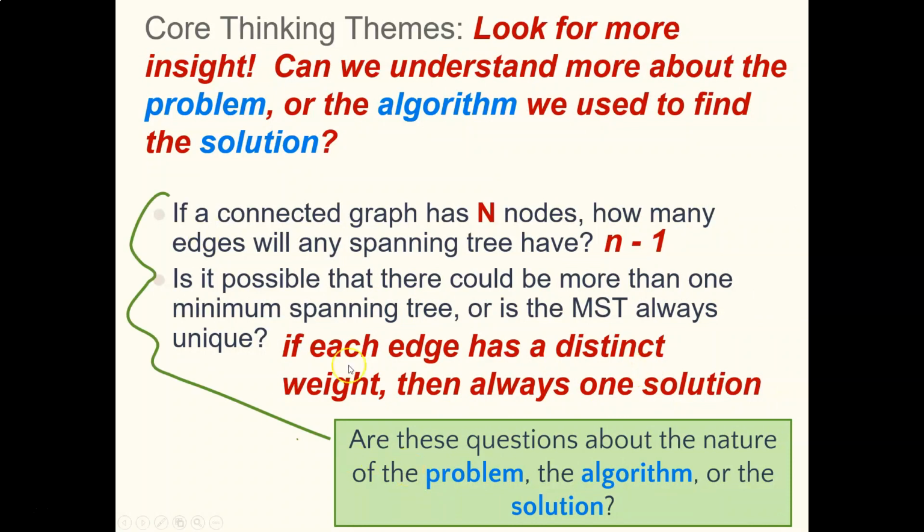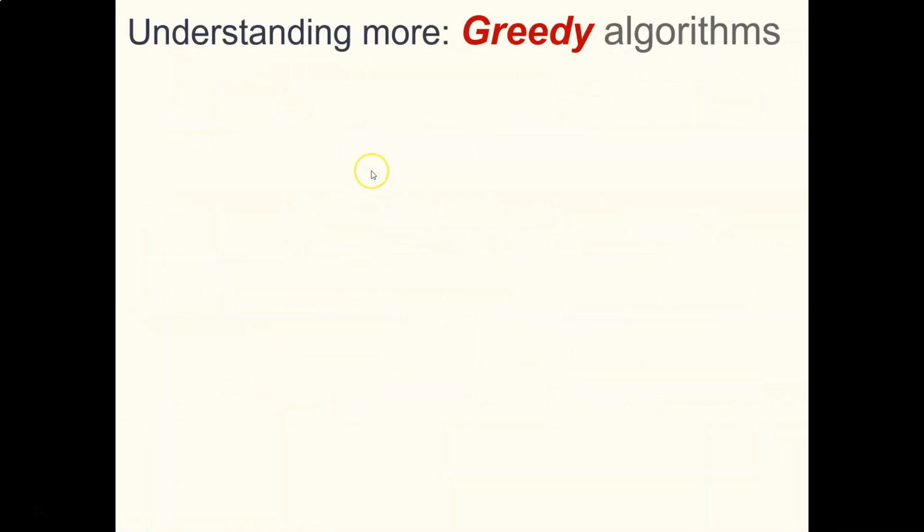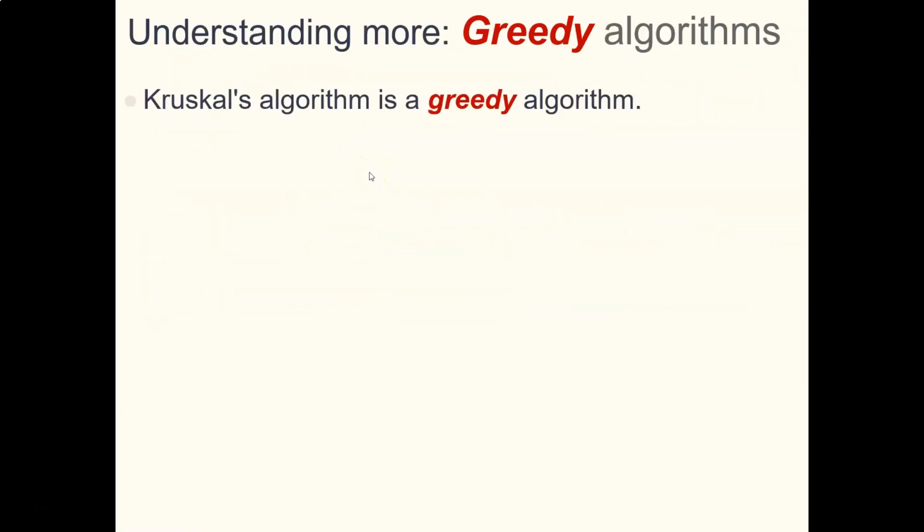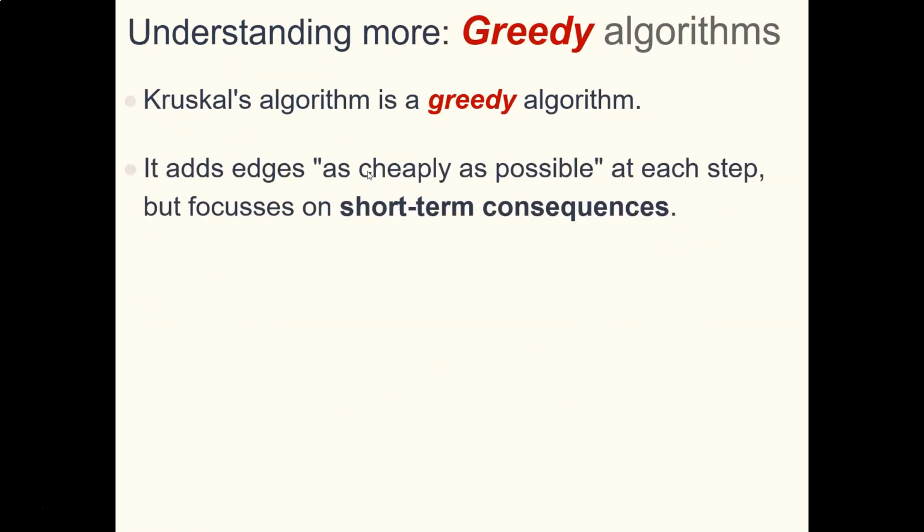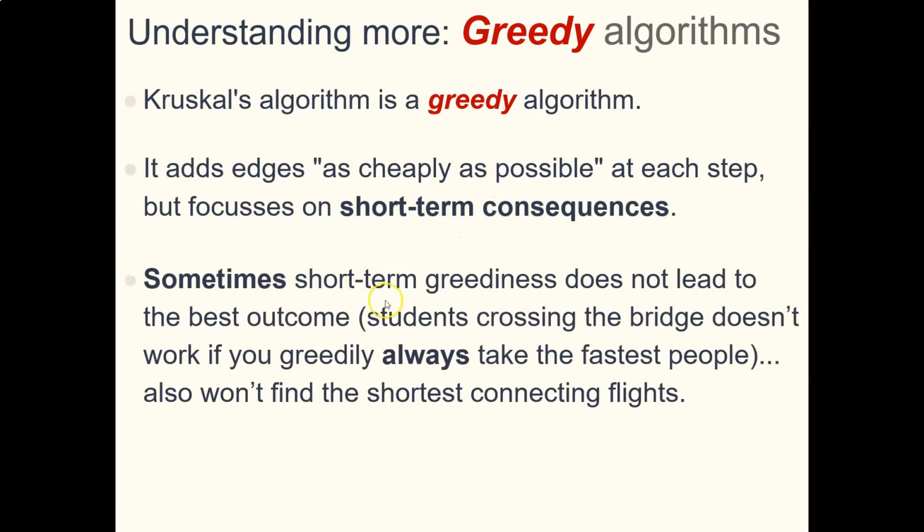Are there questions about the problem, the algorithm, or the solution? Or let's discuss it in the forum. Maybe. Let's discuss greedy algorithms a bit more. Kruskal algorithm is a greedy algorithm, like I said. And how does it work? It adds the edge as cheaply as possible at each step, but focuses on short-term consequences. This is an important term, short-term consequences. But greedy may not always work, because sometimes this short-term greediness does not lead to the best outcomes.